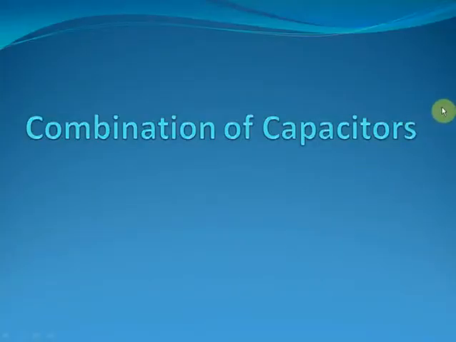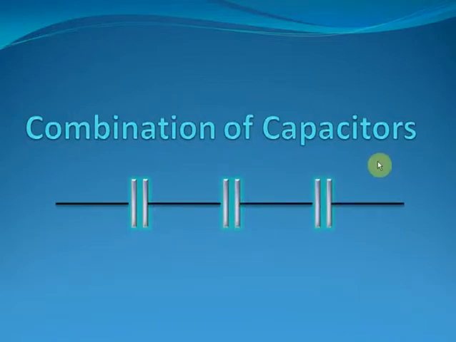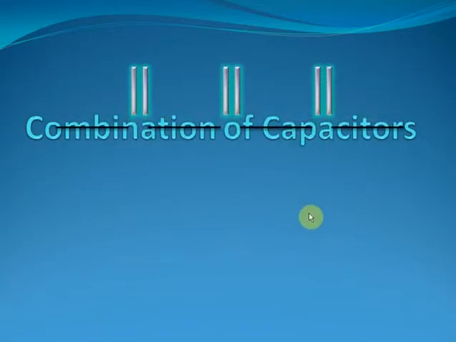Hi students, today we're going to study the combination of capacitors. Let's say you have one capacitor like this, and then you attach another capacitor to the first capacitor, and then you attach yet another capacitor to these two capacitors. In that case, what will be the final capacitance of the entire system?